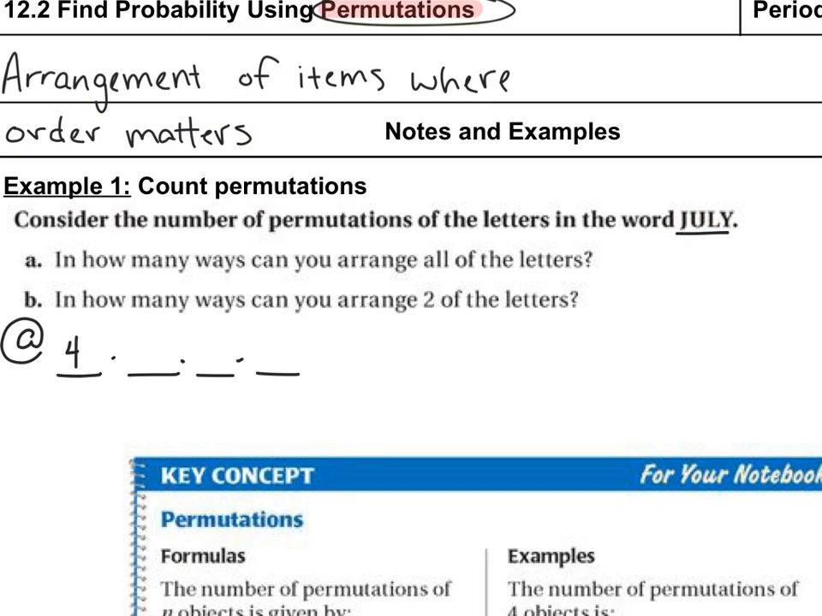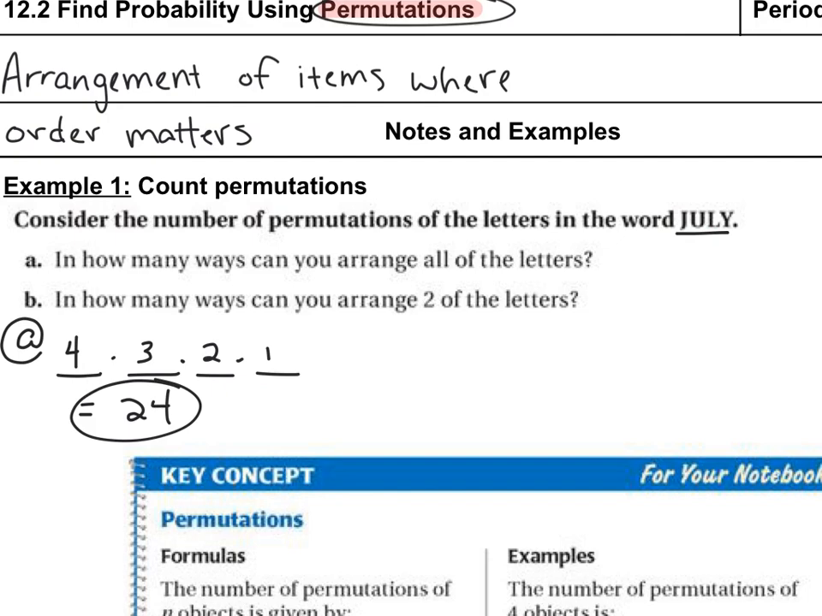Okay. Now once we use up one of those letters, in the second spot here, how many more letters are we going to have to use? And the answer is 3. Go on to the next one, we'll find that it's 2, and then the last one will have 1 option left. Now I'm not saying exactly which letter it is, it's just a matter of if I've used up 3 of the letters already, this last one, there's only 1 option left to use. So to figure out the number of ways you can arrange that, you just multiply them all together. 4 times 3 is 12, 12 times 2 is 24, 24 times 1 is 24. So there are 24 ways to arrange 4 letters in the word July.